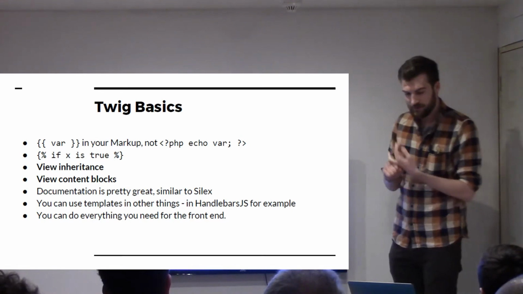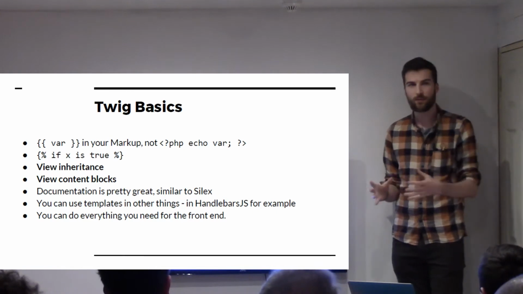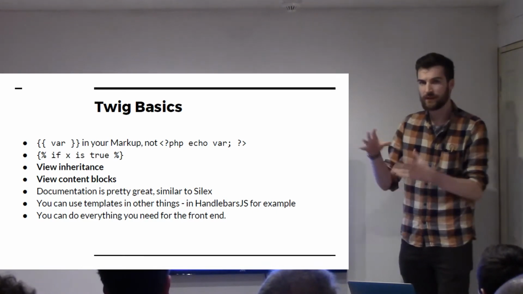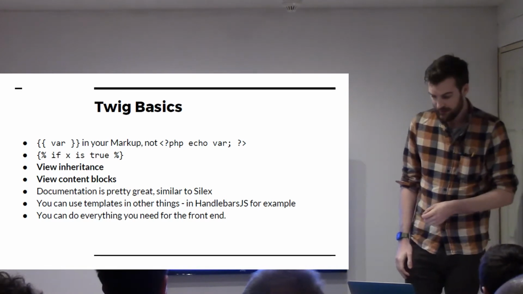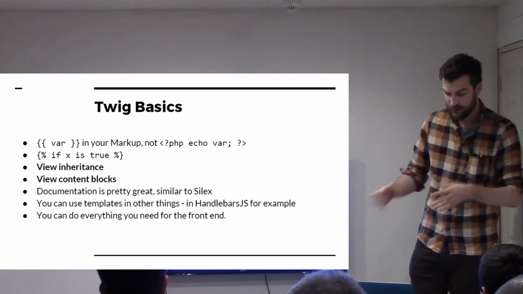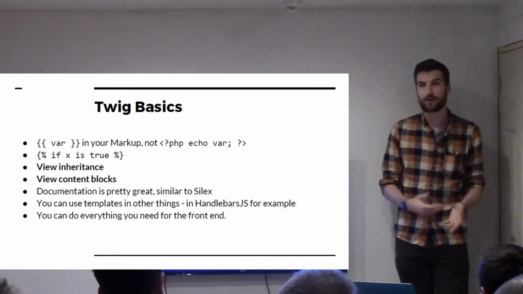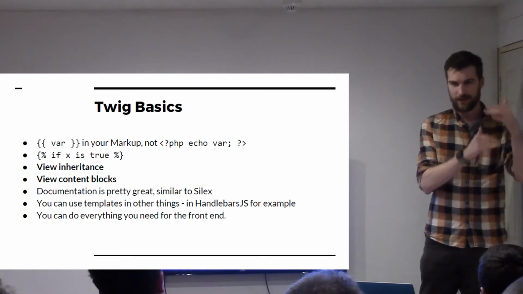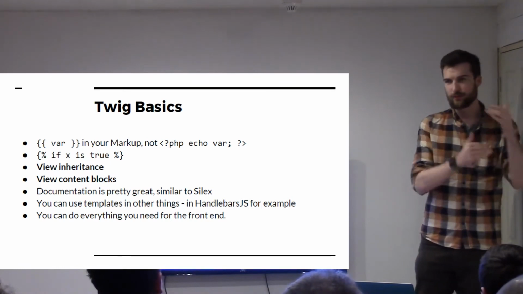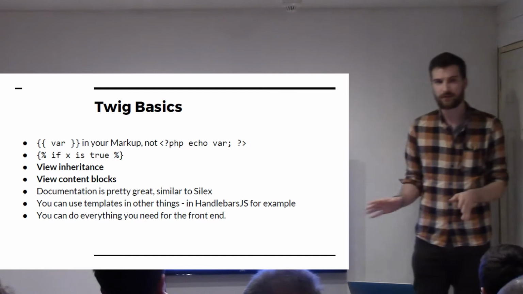You can take advantage of things like view inheritance, so not everything has to be in one big file. You can put things in blocks and overwrite blocks. We'll go into that later. Documentation is really good. And you can also take those templates and put them in other stuff. I know someone who builds their style guide using handlebars, and those exact same files that handlebars reads are also used in Twig, because it uses the same stuff. So it gives you the flexibility.